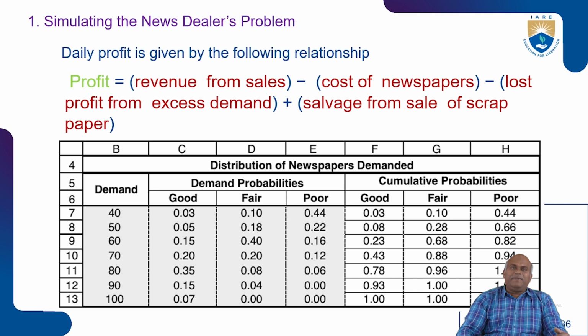The next day, 50 papers are taken. The good paper is 0.5 percentage, fair is 18 percentage, poor is 22 percentage. Like that, we need to measure for every day the amount of paper. Based on that, we do the cumulative probability for each day.